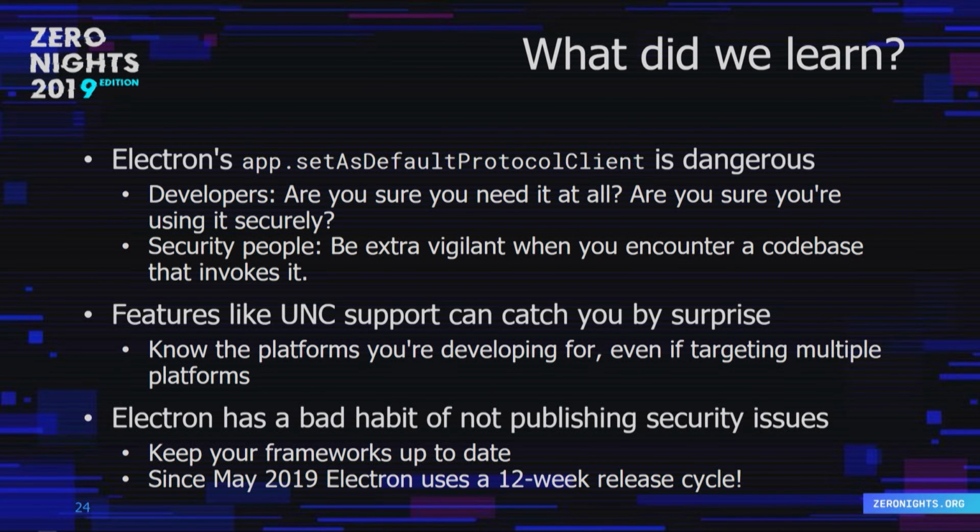For the developers and security people who are probably here in the audience, there's a couple of interesting takeaways from this. First of all, the app.setAsDefaultProtocolClient is a very dangerous API, and scheme handlers in general are a very dangerous attack surface. It's difficult to even spot all the things that can go wrong with them. And if you find yourself using one of those, or looking at the code base that does use one of those, you should probably think twice: is this something that really has to be here? Is it actually necessary? And if it's necessary, is it being used correctly?